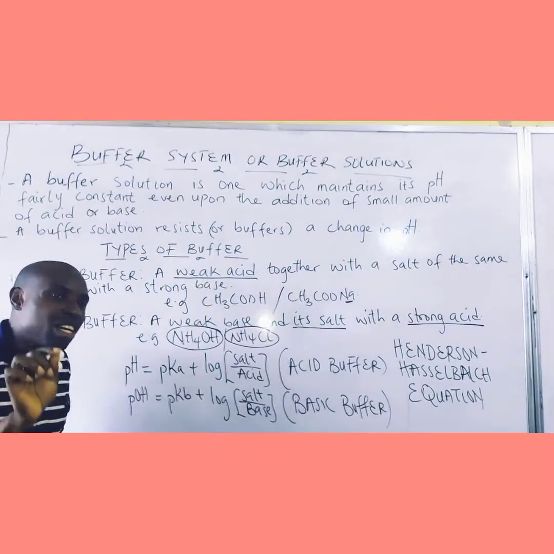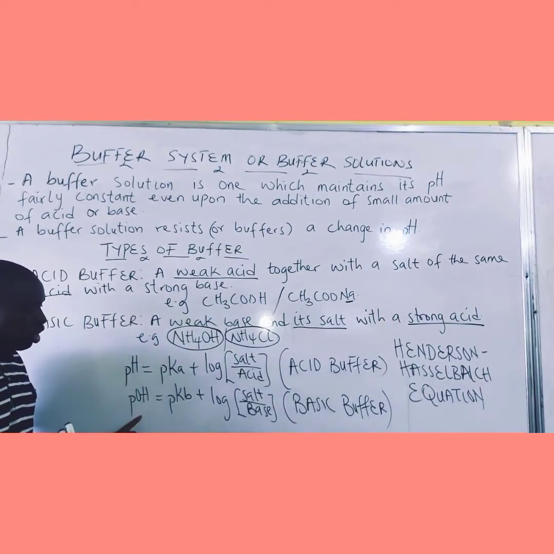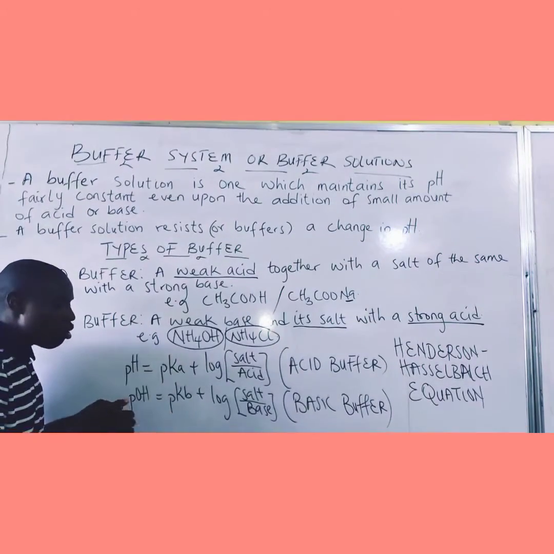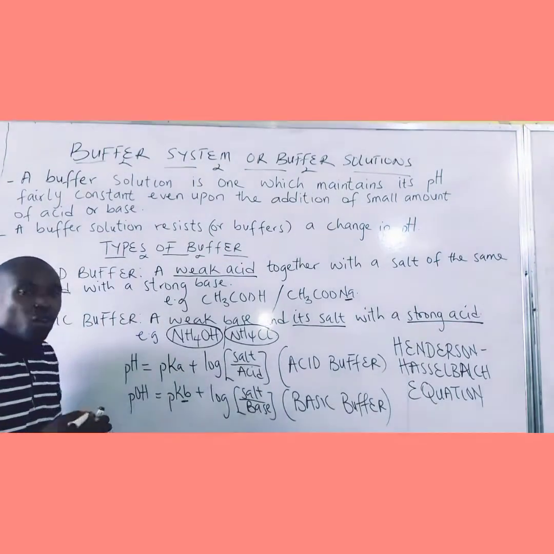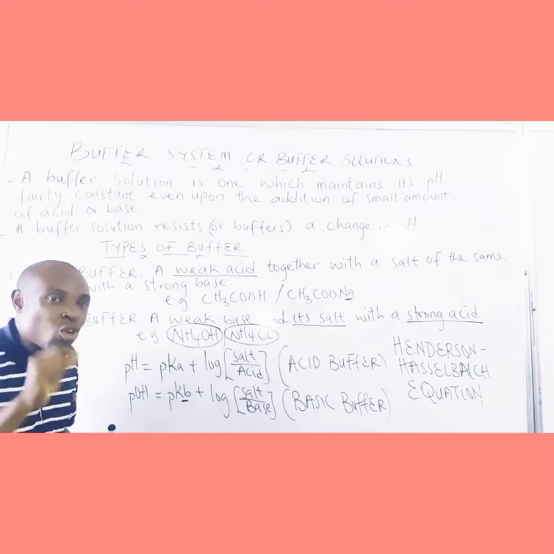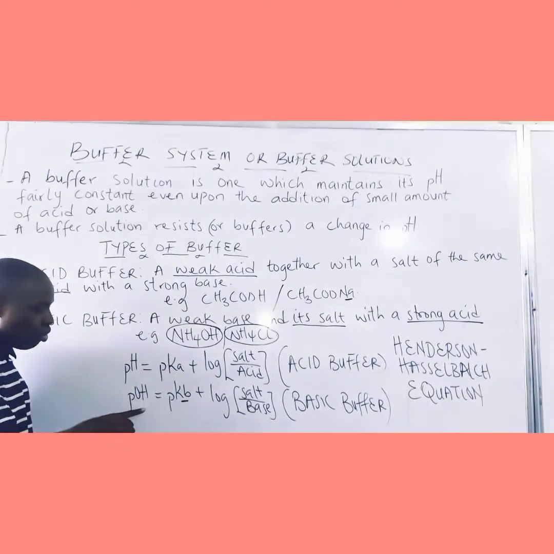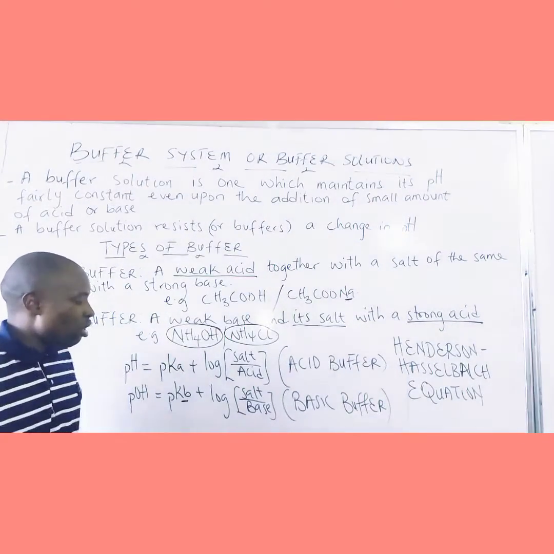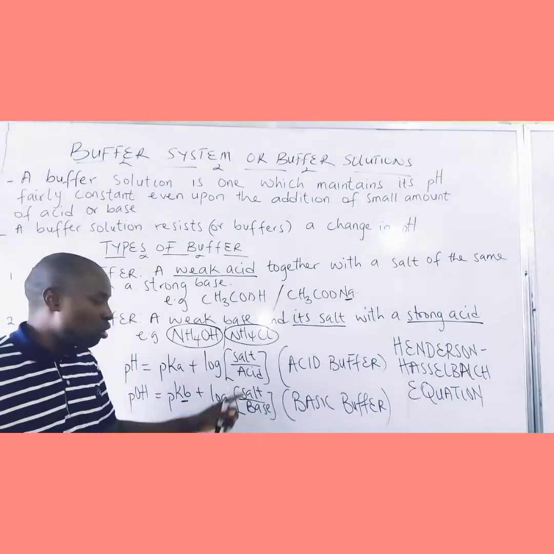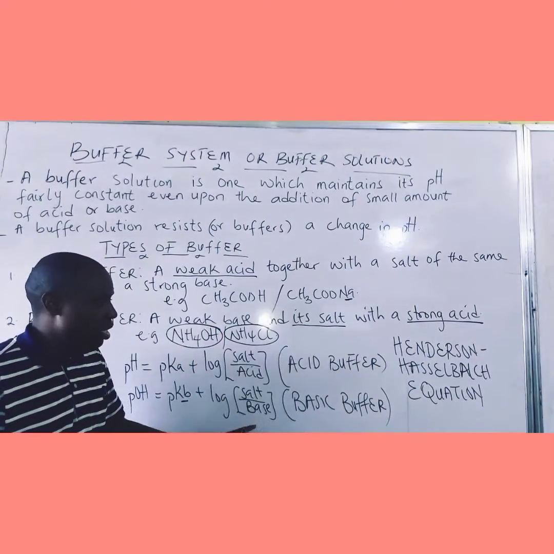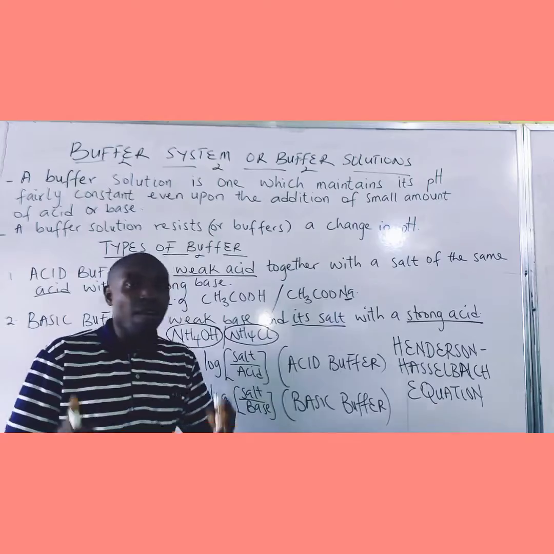While in the case of the basic buffer, the pOH is equal to the pKb. Remember, we use Kb for the ionization constant of a weak base. The pOH is equal to pKb plus log of the concentration of the salt over the weak base, which is that of the basic buffer.